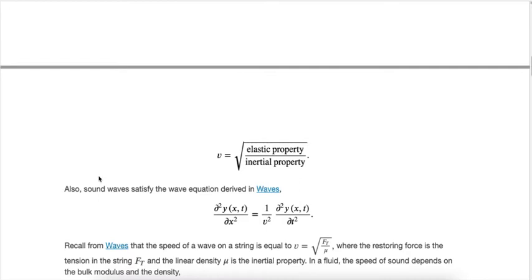So just like we had back when we were talking about waves, our wave speed is the square root of some elastic property of our medium divided by some inertial property of our medium. So before, with regular waves, like waves on a string, we had square root of F over mu. So F was the tension in our string, and mu was our mass per unit length.